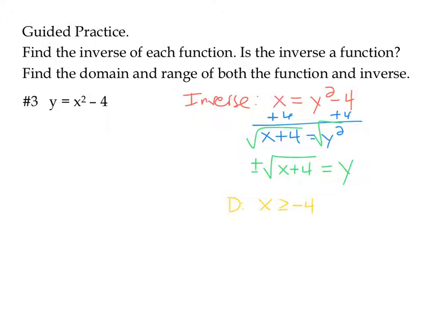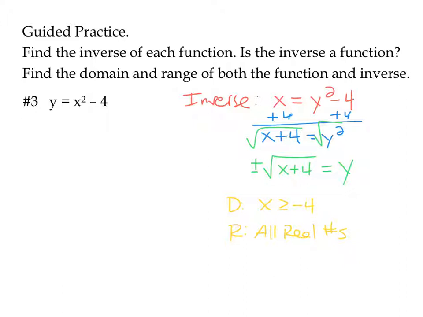So that's our domain. Our range could be all real numbers because of that plus or minus. Right? When I plug values in for x, I'll get some y values, and I get all the positive values of that, all the negative values after I take the square root. So all real numbers.